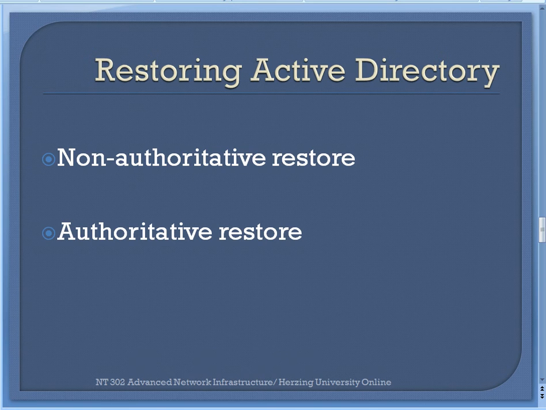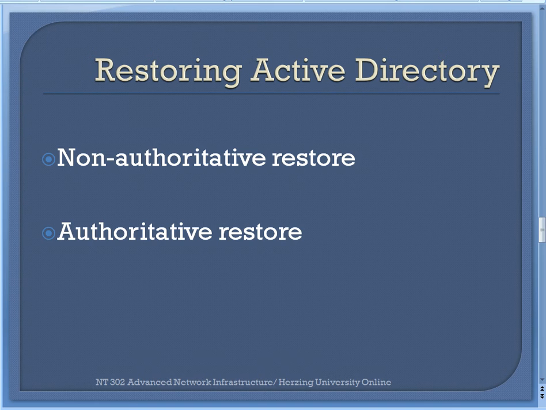First of all, there are two types of restores, non-authoritative restore and authoritative restore. If you perform a non-authoritative restore on a domain controller, the domain controller will be returned to whatever state it was in when the backup was performed. Then, during normal replication, the other domain controllers will replicate any necessary changes to the restored domain controller. Alternatively, an authoritative restore will result in the restored domain controller replicating to the other domain controllers, thereby overriding their data.